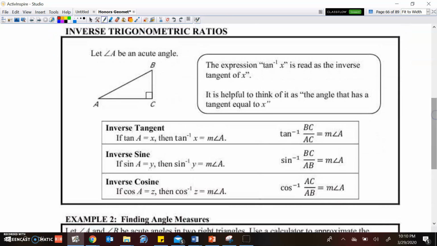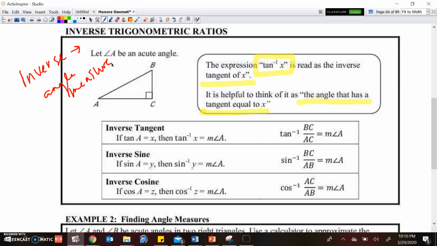Okay, so here's the inverse trig ratio. This is what it looks like. It looks like this. So the expression tan with a little -1 up top, and then x is read the inverse tangent of x. So you can think of it as the angle that has a tangent equal to x. Remember, when we do inverses, what we're trying to find is an angle measure.